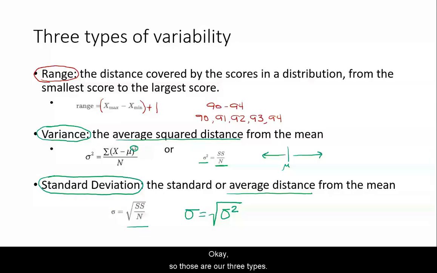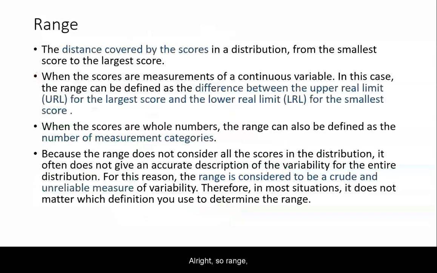Okay, so those are our three types. And so we're not going to belabor the range too much anymore. We're going to hit a few more ideas on that, and then we're going to move forward into the calculation process for variance and standard deviation, because there's several ways you can approach this depending on what kind of information you have. And so we're going to look at some. All right, so range, remember we said that's how far apart your scores are from beginning to end.